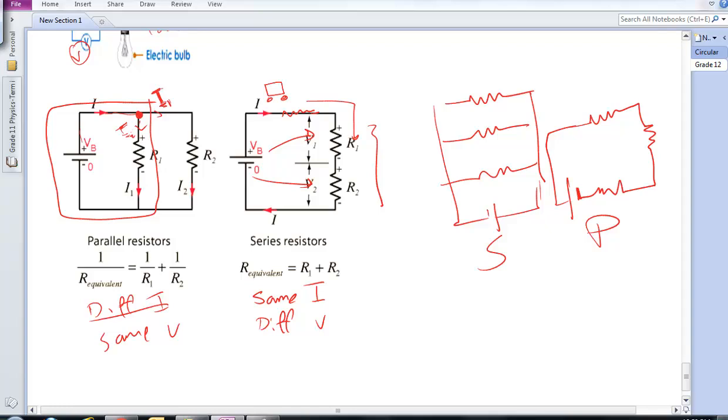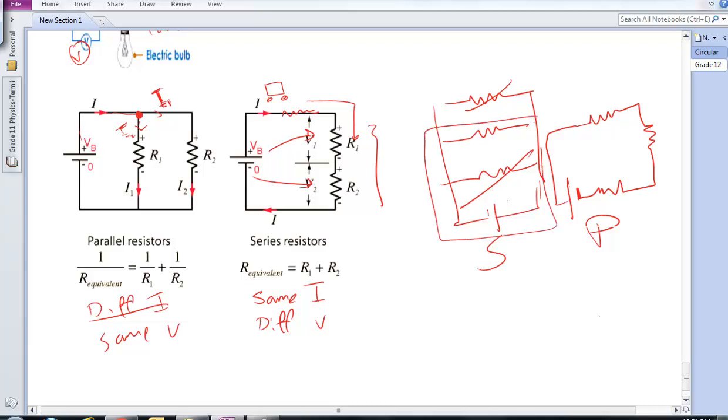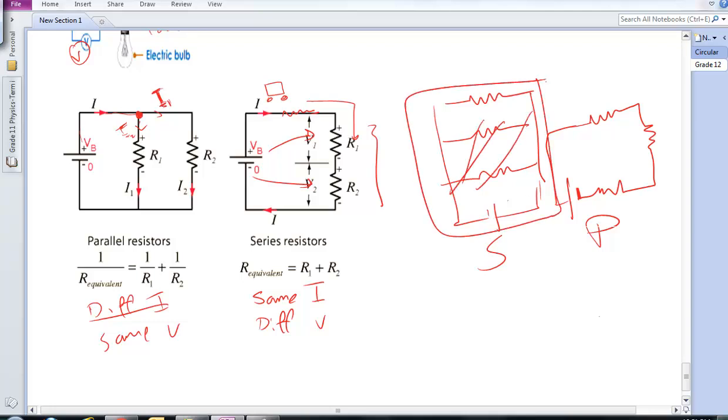And if you ignored this, it is a circuit by itself. So each one is taking the same voltage. Look here at this figure. If you cancel this, this is a circuit by itself. If you cancel this, this is a circuit by itself. If you cancel those, this is a circuit by itself.